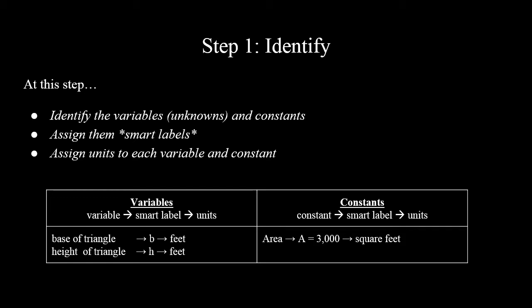So now let's look at the right side of my table. And as I said, the only number we knew was the area. We were given that in the problem. So we know it. It's a constant. It's not going to change. So I'm calling area A here, and the area was what? 3,000 square feet. So I have that listed here. Okay. Now that we've identified our variables and constants, we've assigned them smart labels and units, we can move into the second step.